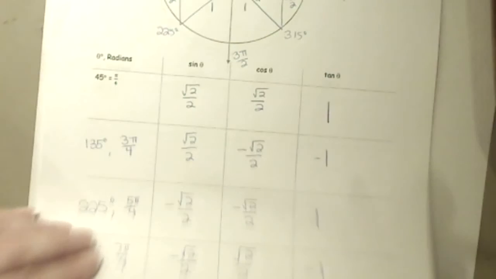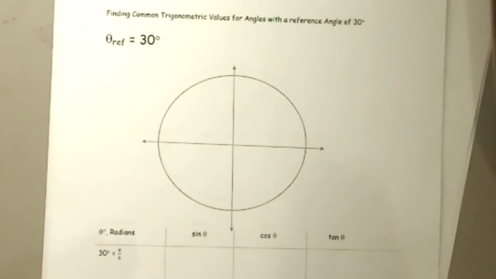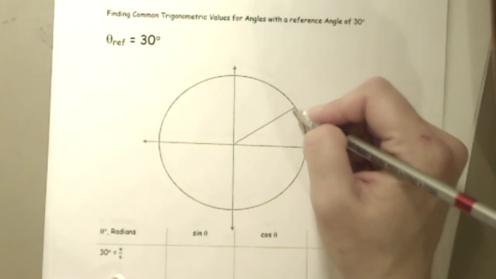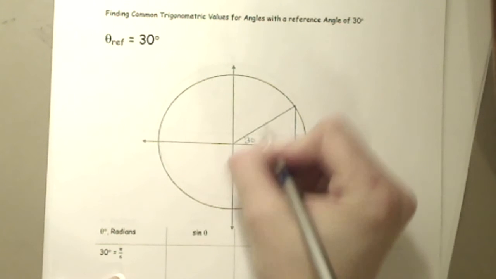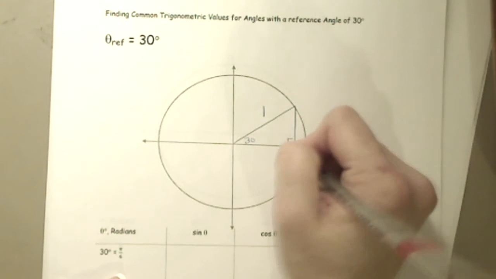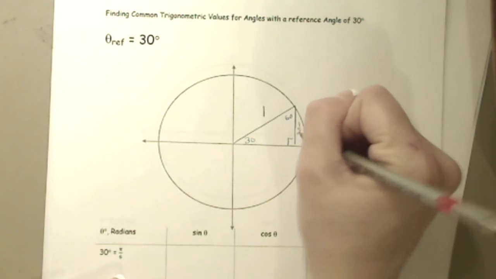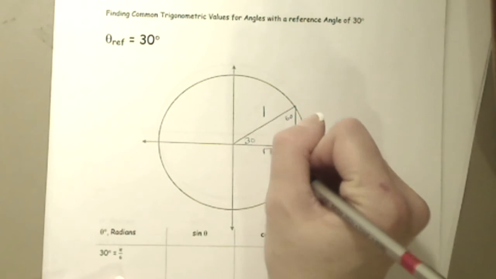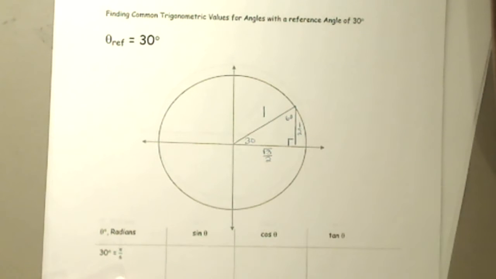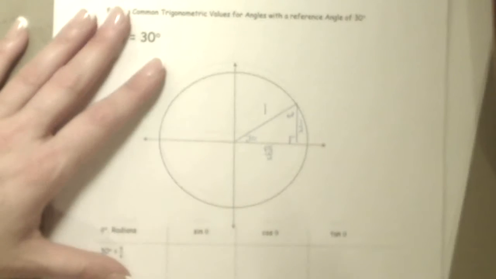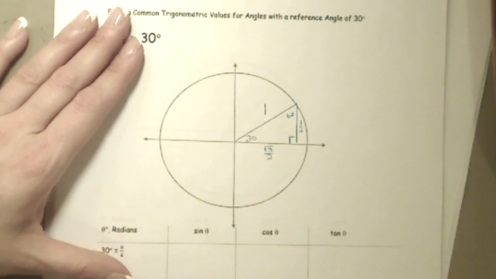All right, so next we're going to do our 30, 60, 90 triangle. Speed it up a little bit since we are getting more familiar with this process. So going back to the 30-degree reference triangle that we did in the previous video. Radius of 1, we're on a unit circle. So we're throwing our 30, 60, 90 rules on this picture. Short leg is half of the hypotenuse. Long leg is square root of 3 times the short leg. That gives us square root of 3 over 2.